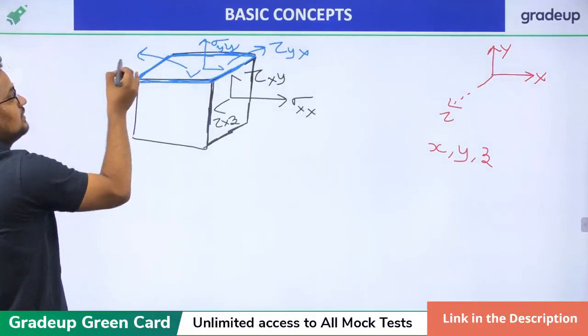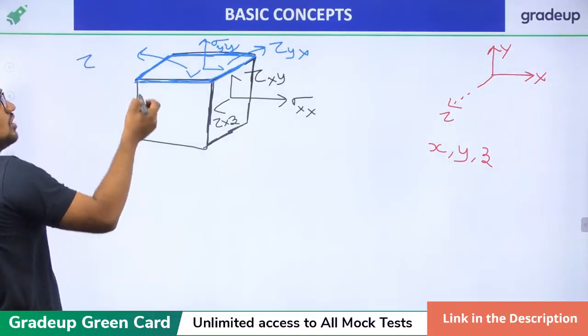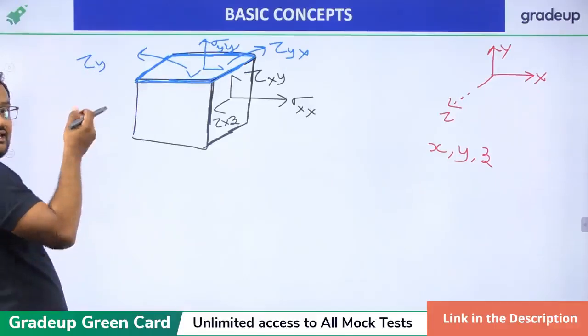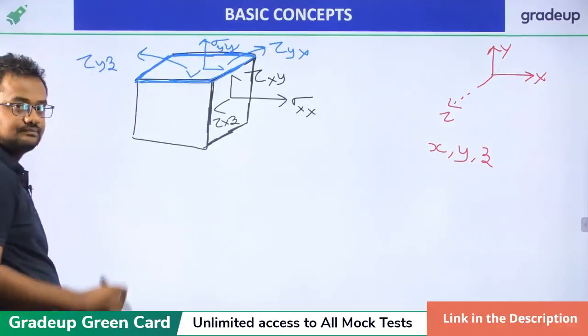I am writing it here. What is this? This is shear on which plane? On Y plane. And where? In Z direction. This is tau YZ.